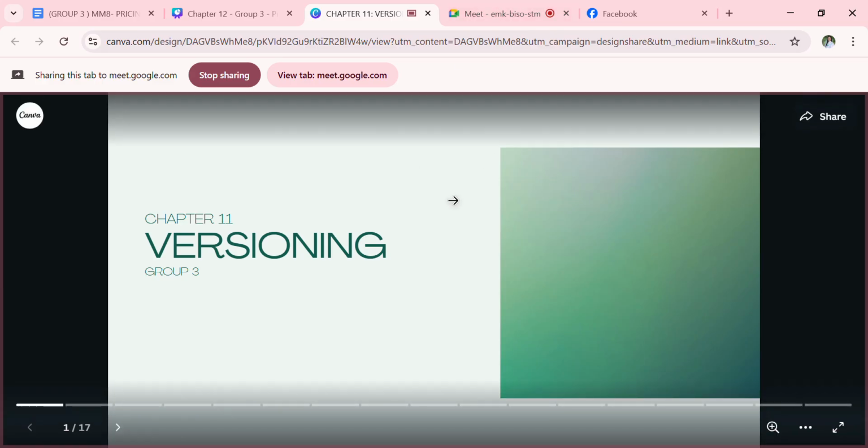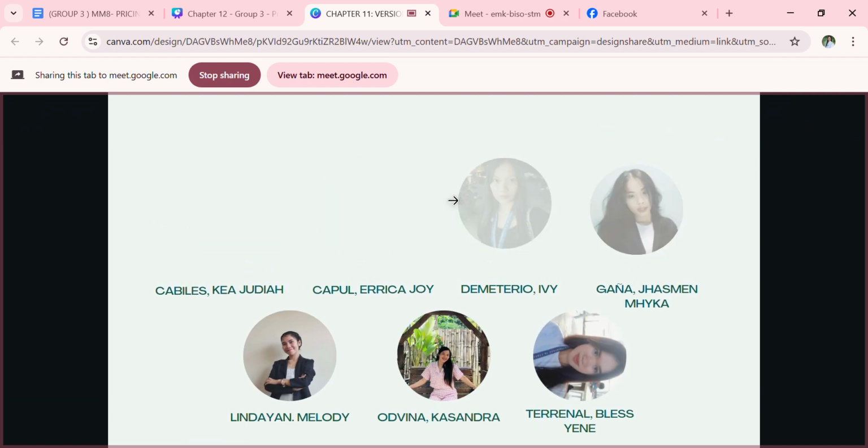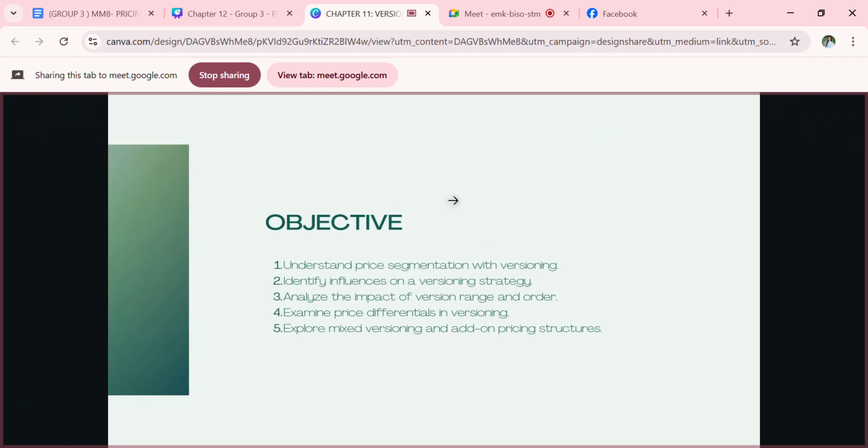So, for our learning objectives for today, at the end of the discussion, we will understand price segmentation with versioning. Second, identify influences on a versioning strategy. Analyze the impact of version range and order. Examine differentials in versioning. And lastly, explore mixed versioning and add-on pricing structures. Next slide, please.